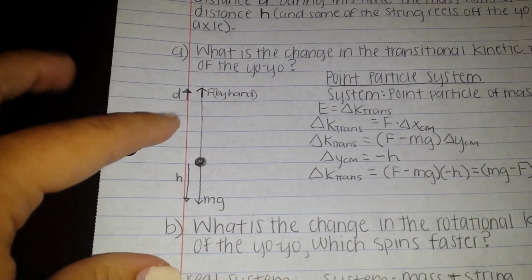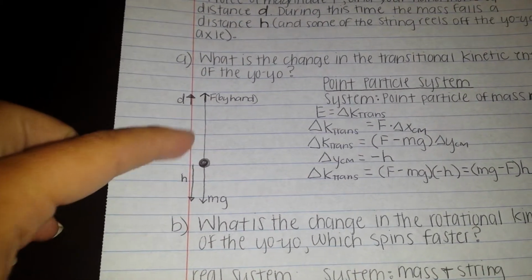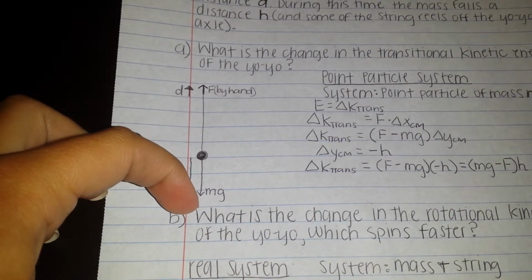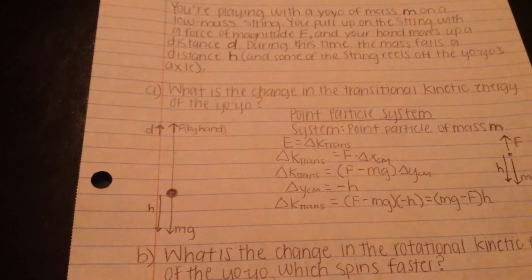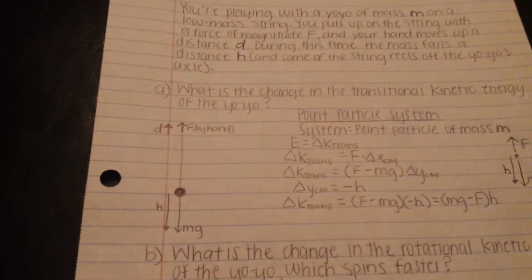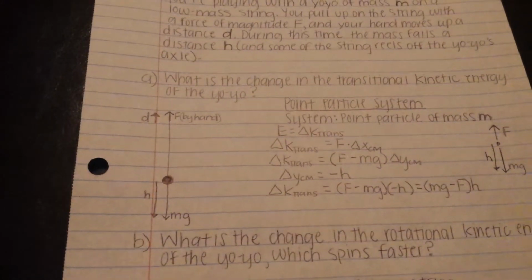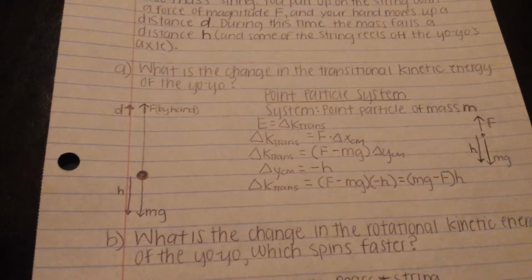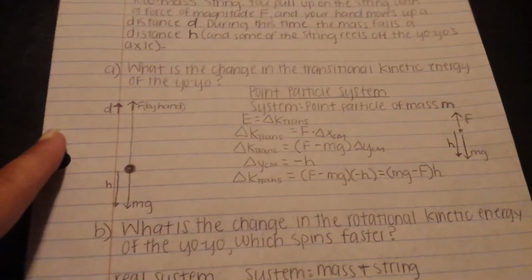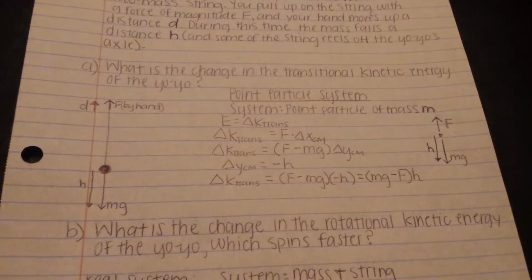This is a diagram I drew of the yo-yo. The force by the hand is being pulled up. M times G is the gravity pulling down. D is the distance that the hand is pulling it up, and H is the height or the distance that the mass falls.